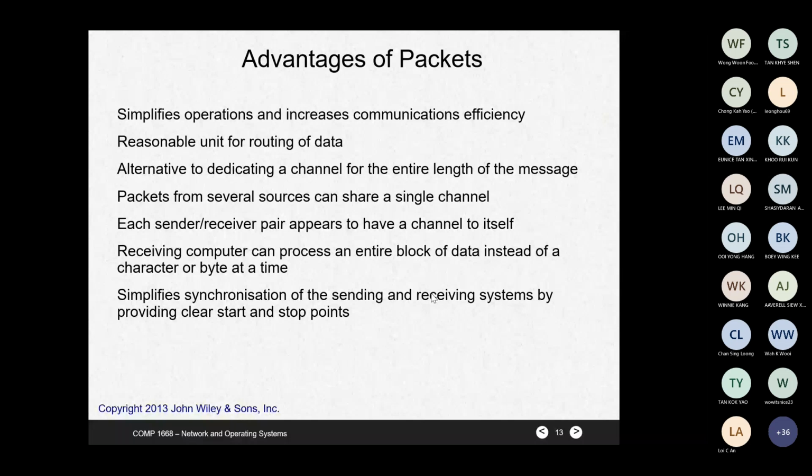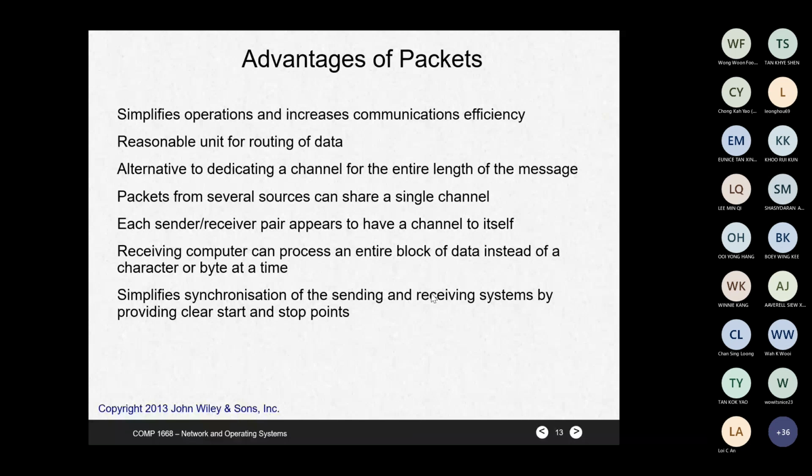Advantages of packets: to simplify operation and increase communication efficiency. Please take a look at the dedicated connection and the so-called non-dedicated connection, or what we call connected and connectionless, so you will understand the difference between these two.